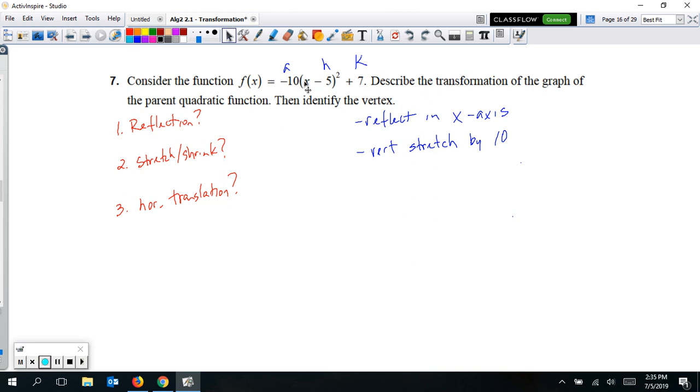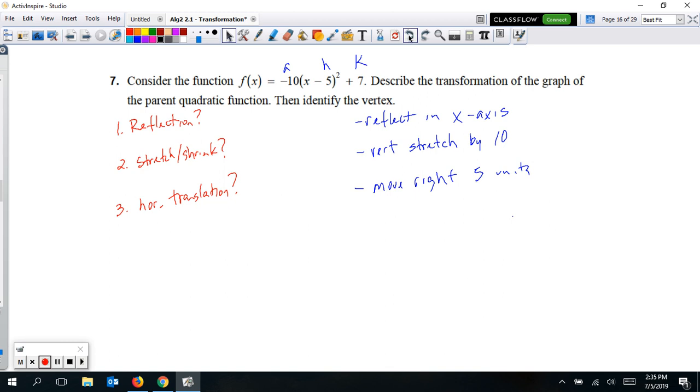Just like the number in front here, if there was a number there, it would become the reciprocal. Well, this one's just going to become its opposite. So it is 5, which means positive 5 means it's going to go right. So it's going to move right 5 units. It's the third thing to describe.